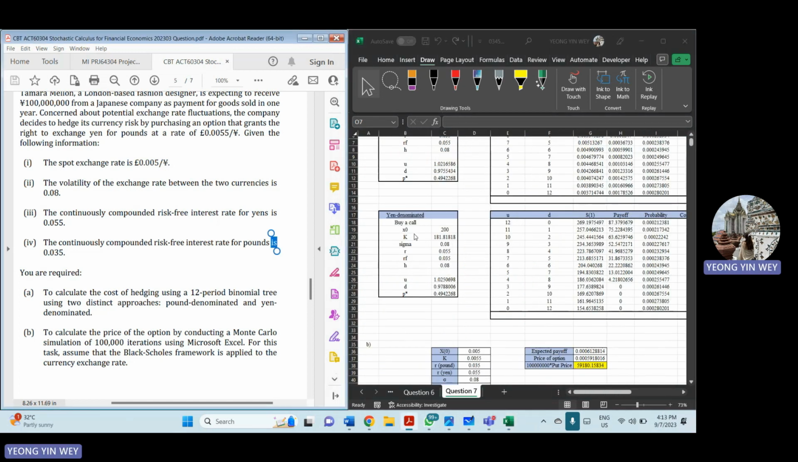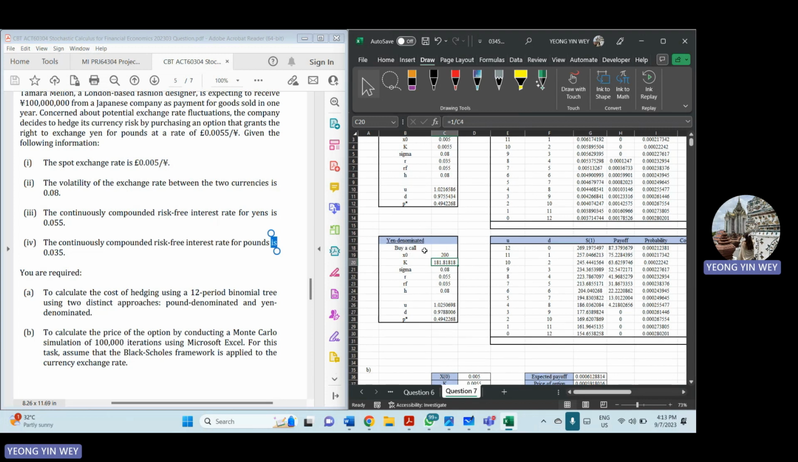Next, we will calculate the yen denominated. Everything will be constant except we will be flipping by using 1 over the exchange rate and 1 over the strike price for the yen denominated. This one we will be using 1 over 0.005, and this one will be 1 over 0.0055, because this is yen denominated, and we will buy a call instead, because we have the local currency as 100 million yen and the underlying asset is pound. That's why we need to buy a call instead.